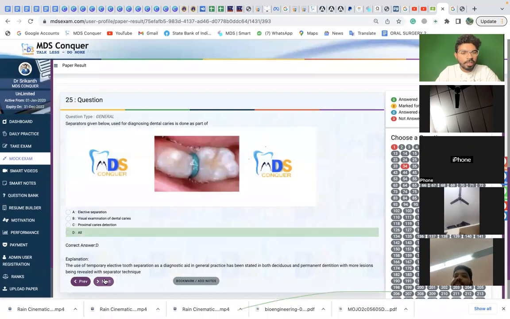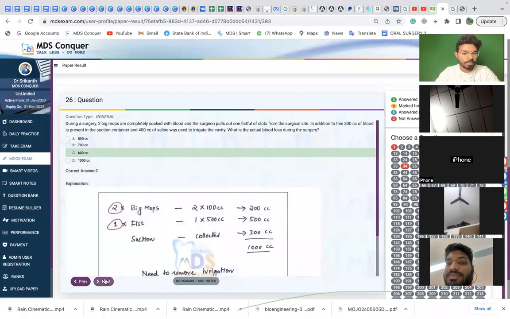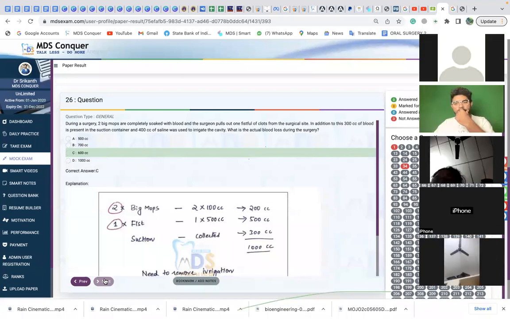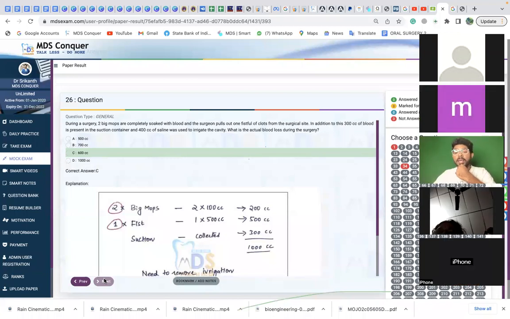This I'm not going to include. This is a very simple common sense question. How many of you made it right? I have not discussed this question directly, but two days before the exam, I told you what a unit of blood is called, what a fist of blood is called, what a big mop of blood is, and how much it is. It is a very simple calculation. The rest is everything common sense.